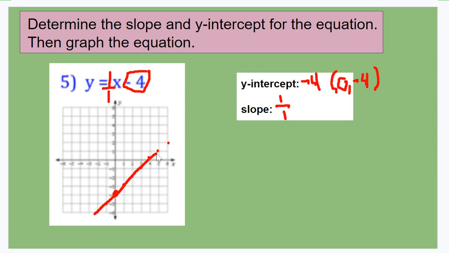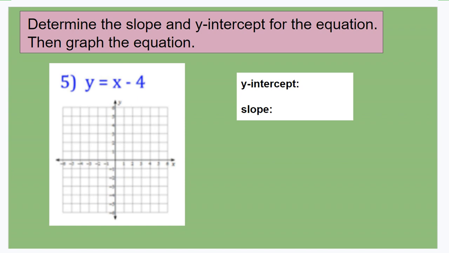And this is a positive slope because it's going uphill, which we can see it had a positive slope. And it goes through the point 0, -4, our y-intercept. Okay, one more, last one.